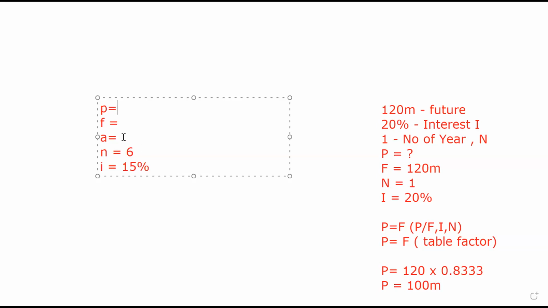We're looking for P. The equipment says it will save 5,000 per year. That gives you a sense of annuity. Annual what? Annual income. Annual value. Annual value of what? Annual value of the saving. That's what it means.